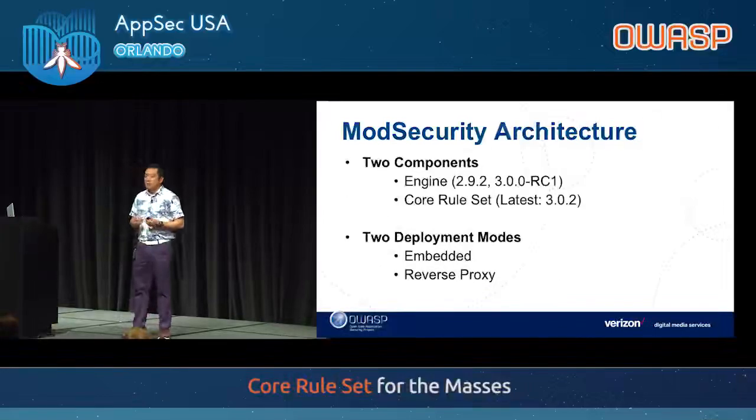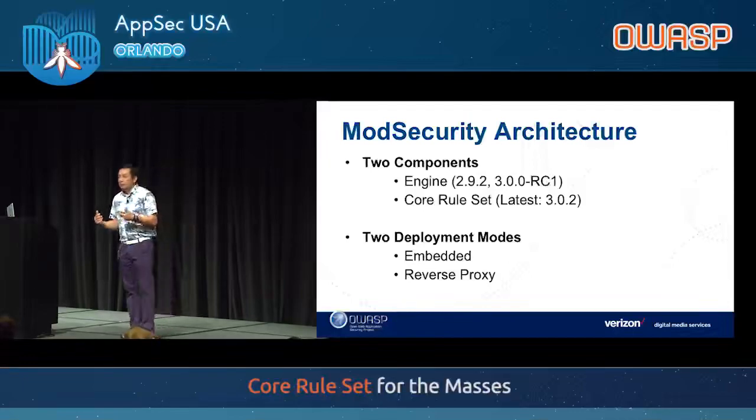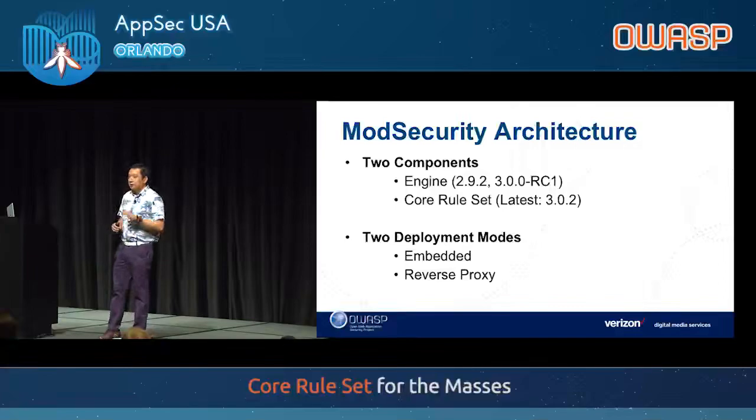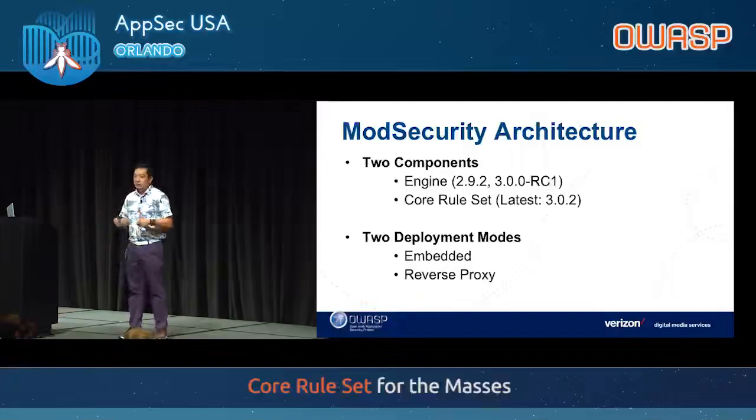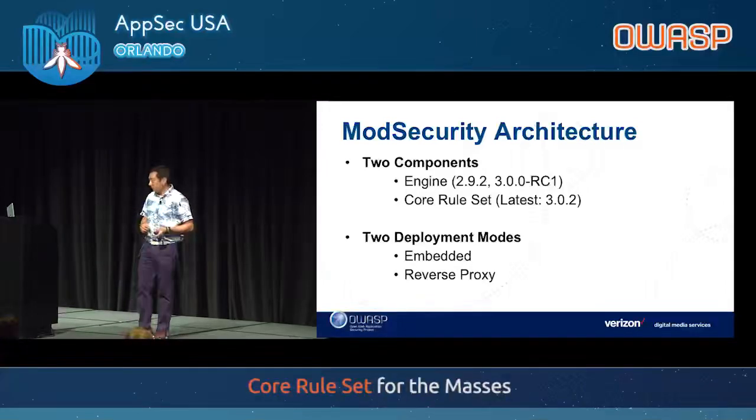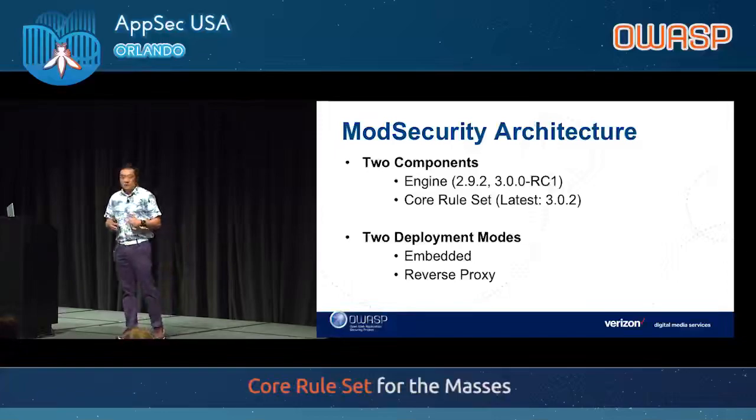So ModSecurity, when you say ModSecurity, there are actually two parts, two components, two sets of bits that you need to install and have running. One is the engine. The engine is a separate OWASP project, and there's the Core Rule Set. The latest released stable version of the engine is 2.9.2, and the 3.0 engine is in an alpha or beta kind of state right now. We have experts in the area who want to talk about that.